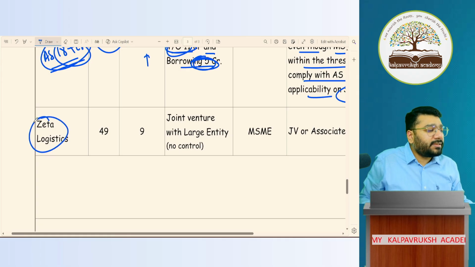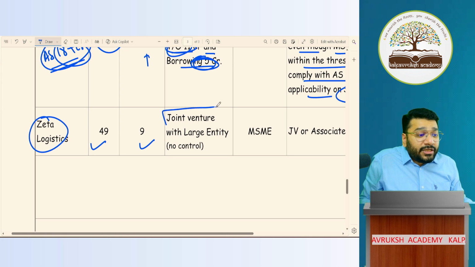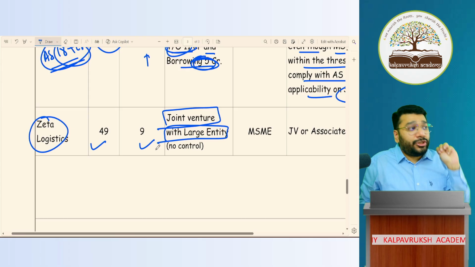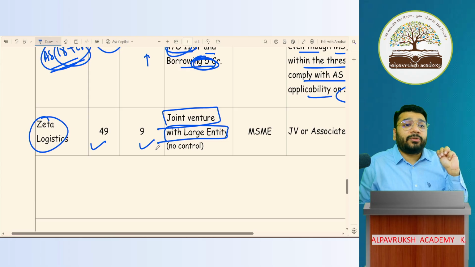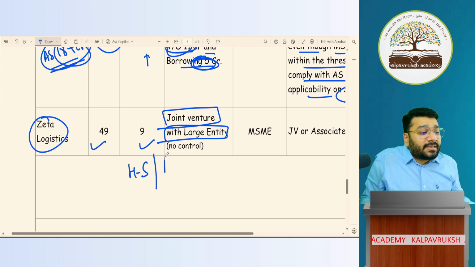Zeta Logistics. Turnover 49 crore, borrowing 9 crore. It is in a joint venture with a large entity. In relationship, there are three types of relationship. You'll study in consolidation. One is holding subsidiary. Second is associate. And third is joint venture.